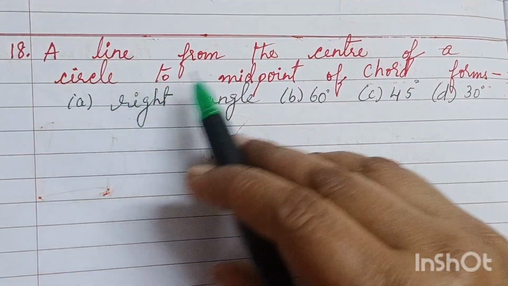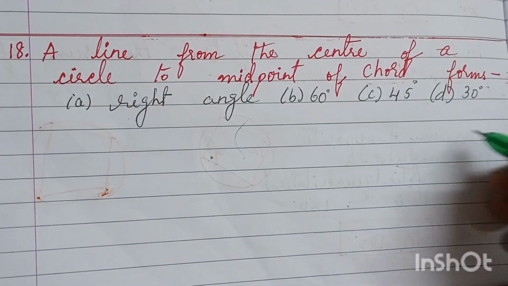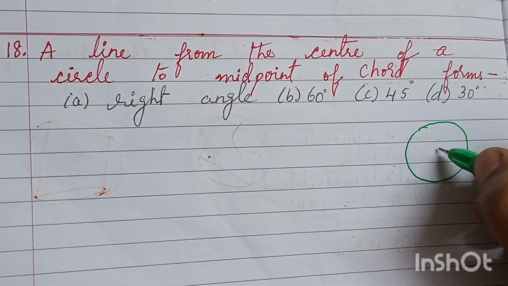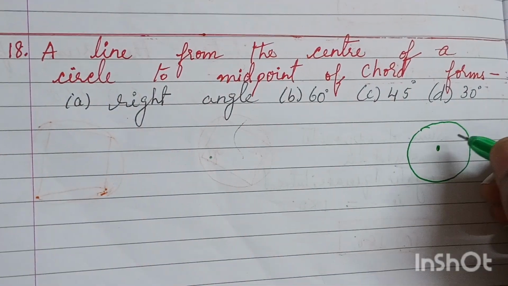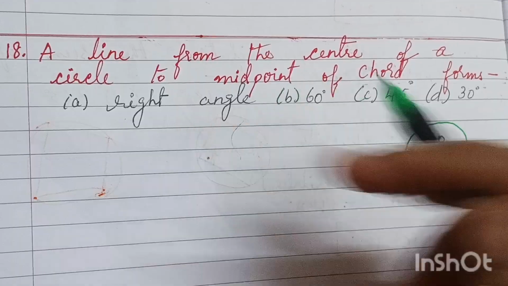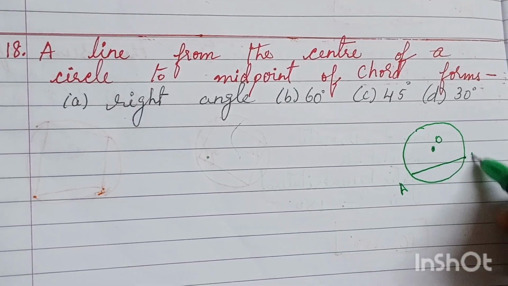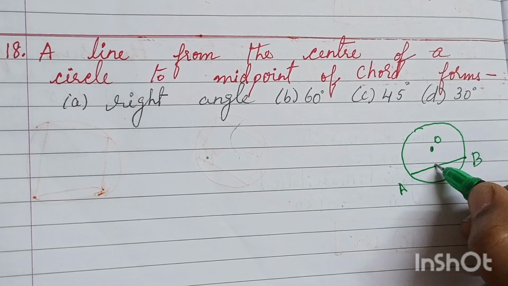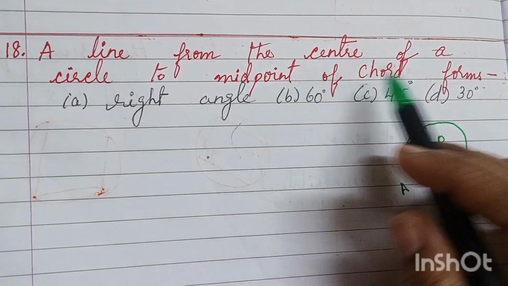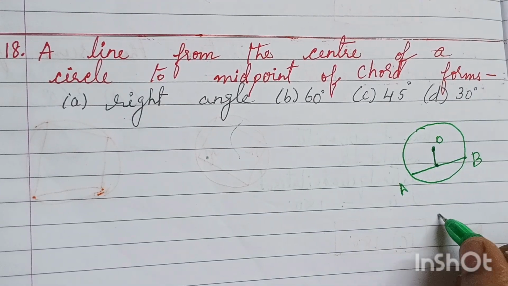So a line from the center of a circle to the midpoint of a chord forms. So हम पहले circle draw करेंगे, and the center of the circle is O. A line from the center of a circle to the midpoint of a chord. This is a chord. AB is a chord here. So midpoint is the middle point. The line from the center of the circle to the midpoint of a chord forms a perpendicular.